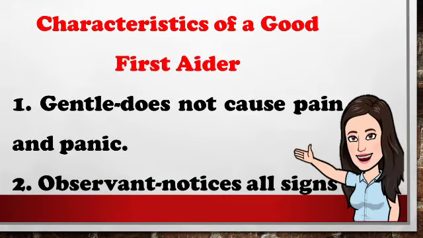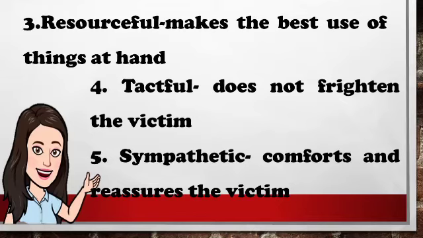Characteristics of a good first aider. 1. Gentle means it does not cause pain and panic. A person must have a tender nature to the patient. 2. Observant, notice all signs, be aware to the status of the patient. 3. Resourceful, makes the best use of things at hand. They are able to think creatively.